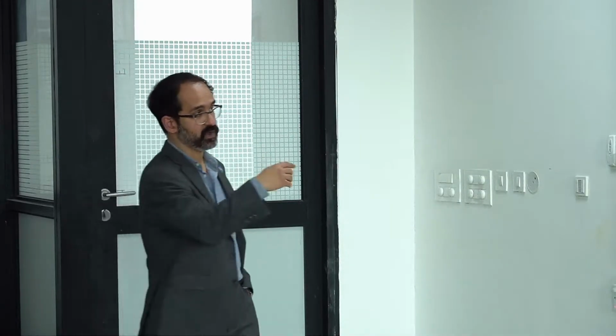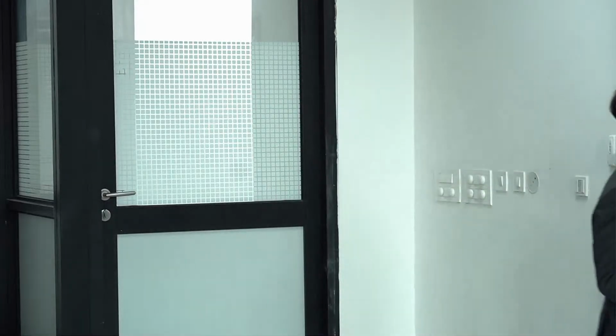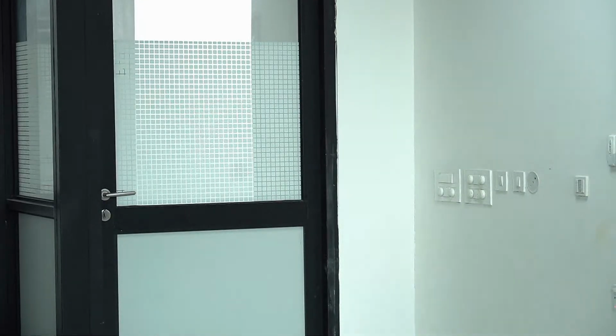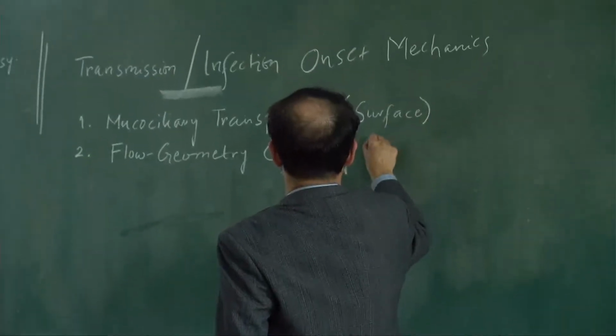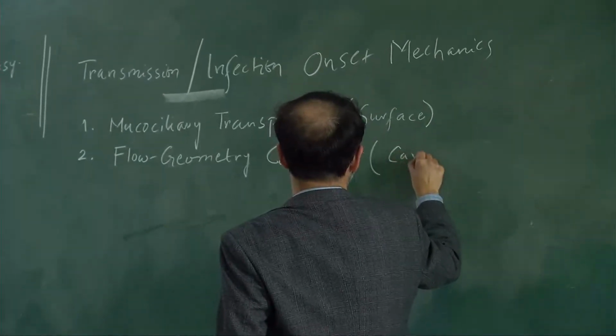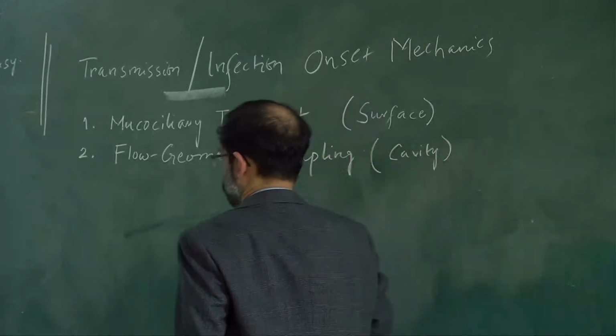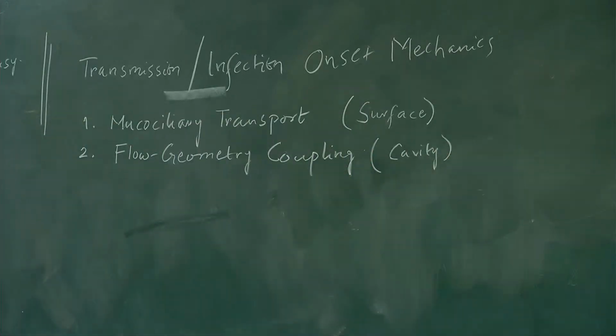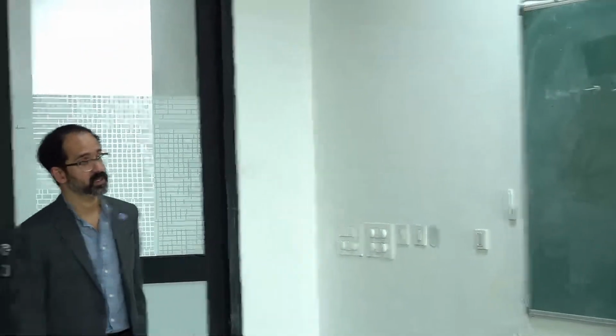And now again, the mucociliary transport is surface transport, right? Here we are talking about transport again through the cavity. So based on the geometry of the cavity enclosure, can we say something about the overall transport trends? That area I think would need a lot of work, which would probably involve a lot of mathematical analysis as well.